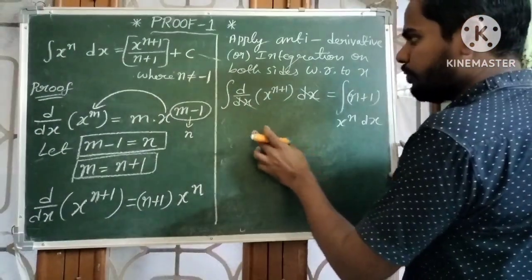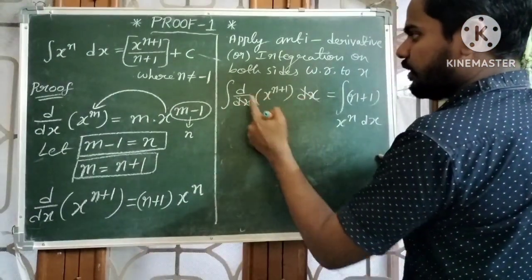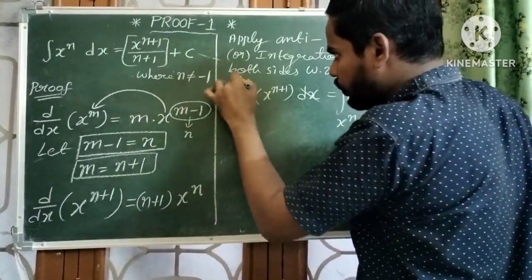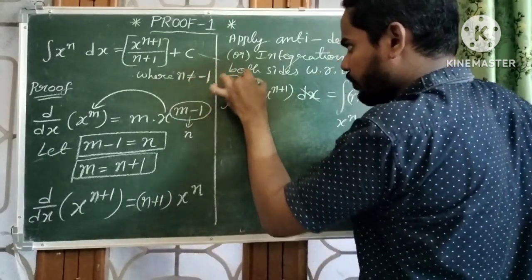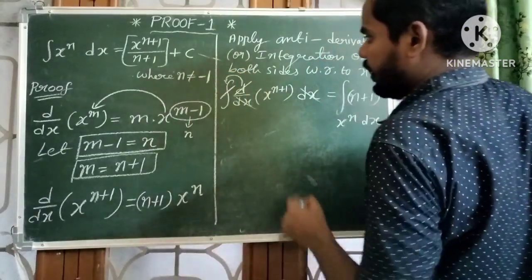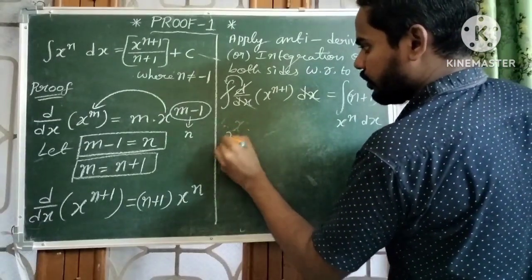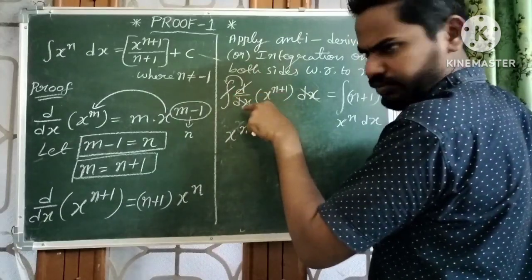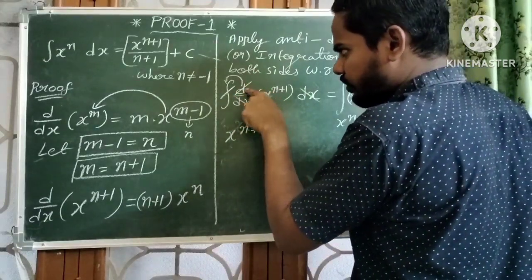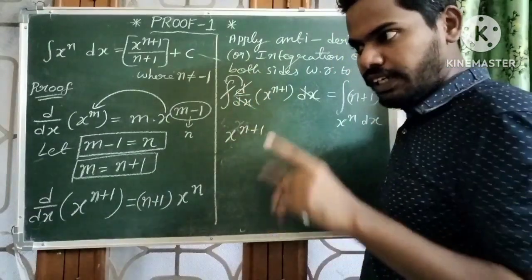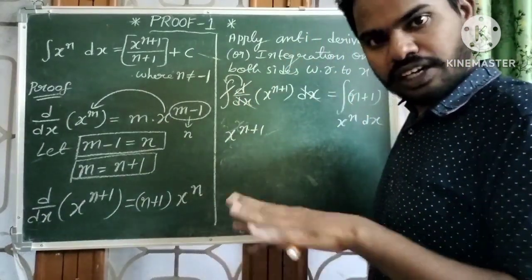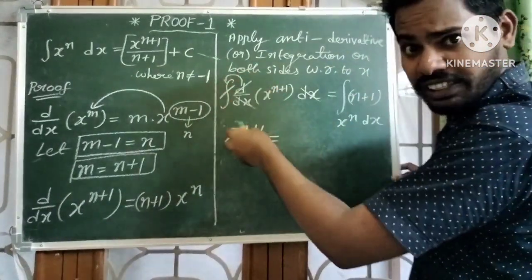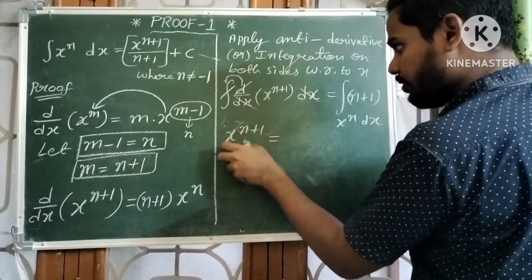Okay, problem. So here dx gets cancelled. This is integration, the antiderivative. This is the derivative. So the inverse process of the derivative is the antiderivative. Derivative and integration get cancelled. You will get x power n plus 1. So differentiation and integration get cancelled. Remember, derivative and antiderivative always get cancelled, since it is a reverse process. Finally we have x power n plus 1.